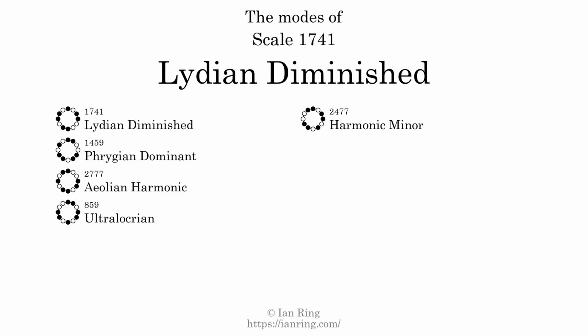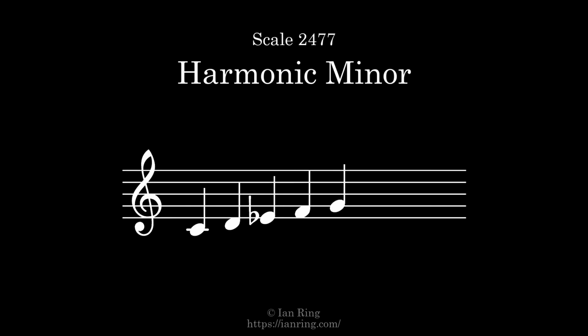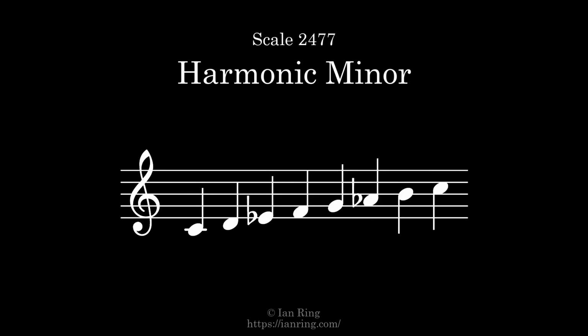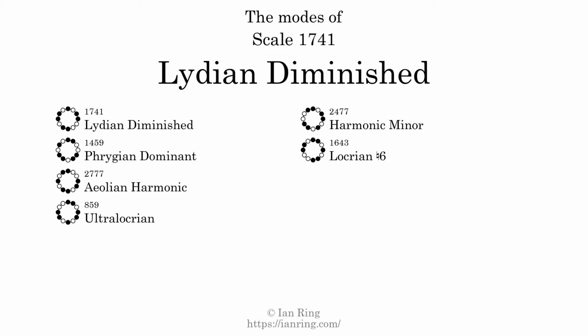The fifth mode is scale 2477, also known as harmonic minor. It sounds like this. The sixth mode is scale 1643, also known as Locrian natural 6. It sounds like this.